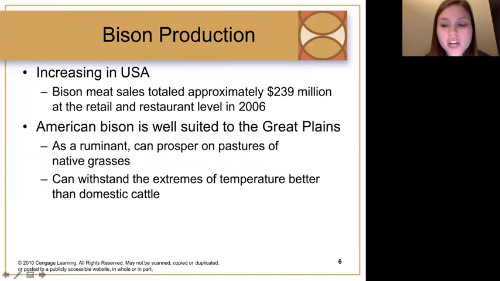Bison production is actually increasing in the United States. Bison meat sales totaled approximately 249 million dollars at the retail and restaurant level in 2006. The American bison is very well suited to the Great Plains. As a ruminant animal, they can prosper on pastures of native grasses, and they can withstand the extremes of temperature better than domestic cattle. So that's one difference.